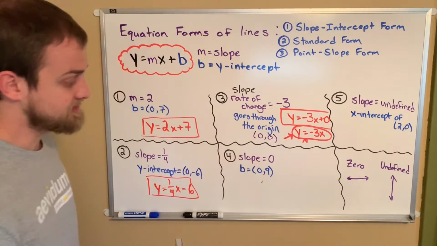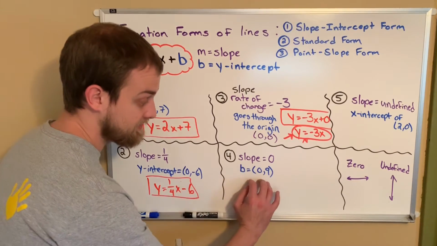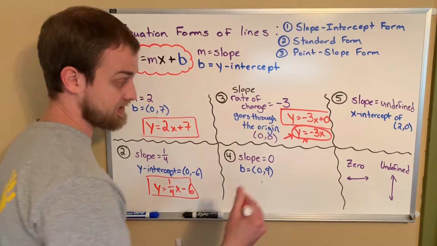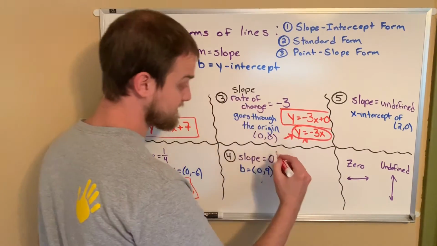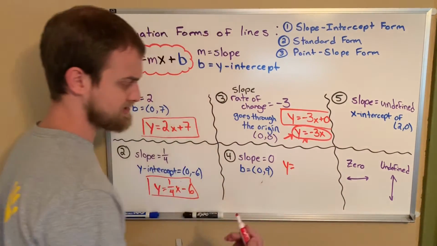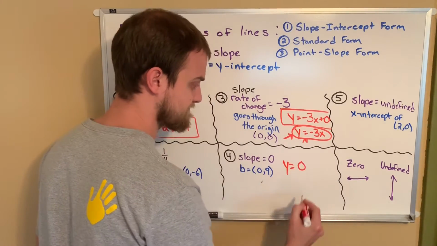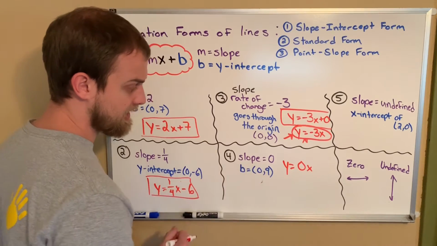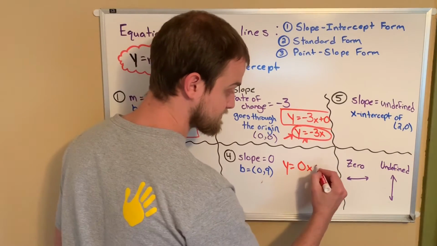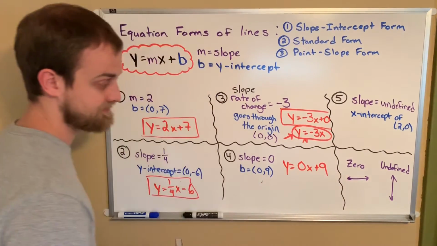What if I have a slope of 0 and a y-intercept of 9? Well, let's look. Again, starting, and notice I'm not doing anything different here. I'm starting y equals. My slope is 0, followed by the x, because that's how I can tell it's the slope. And guess what? My y-intercept is +9, so I'll write plus 9.